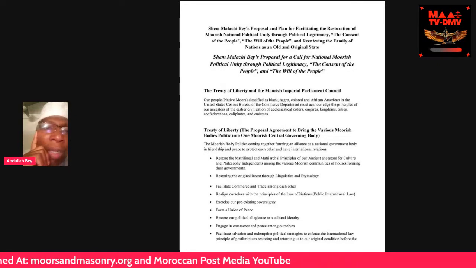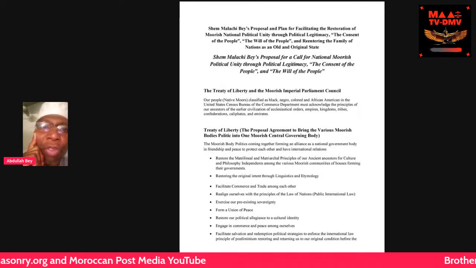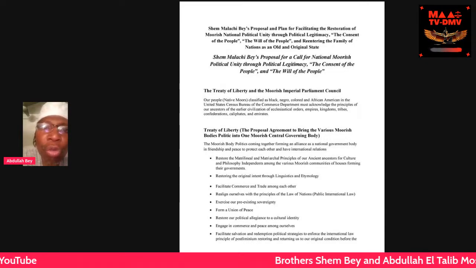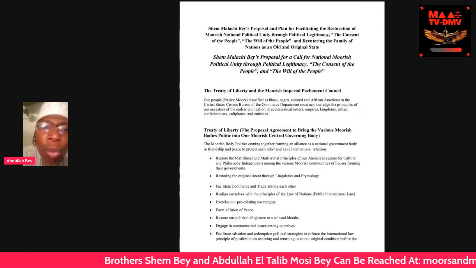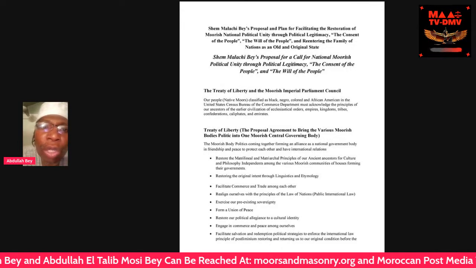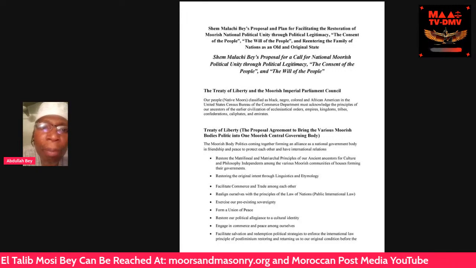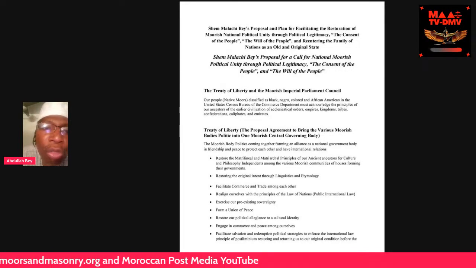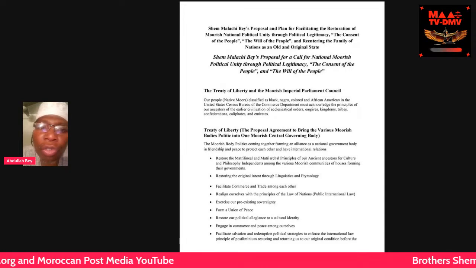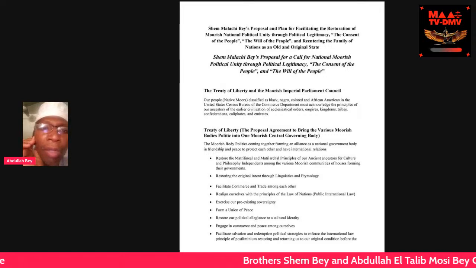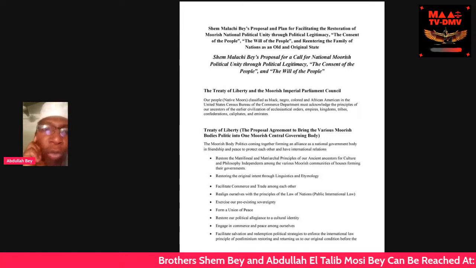Shem Malachi Bey's proposal and plan for facilitating the restoration of Moorish national political unity through political legitimacy, the consent of the people, the will of the people, and re-entering the family of nations as an old and original state. Shem Malachi Bey's proposal for a call for national Moorish political unity through political legitimacy, the consent of the people, and the will of the people. The Treaty of Liberty and the Moorish Imperial Parliament Council.